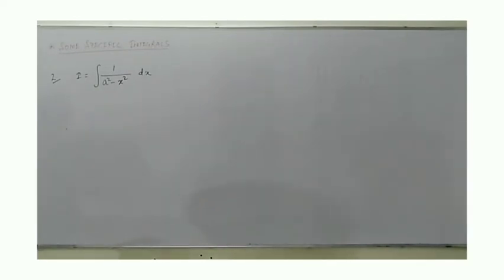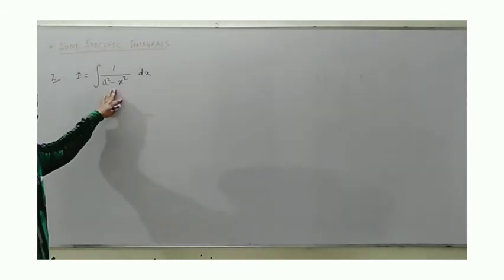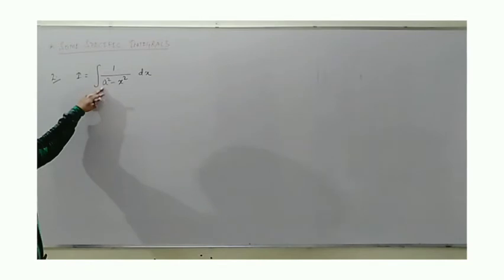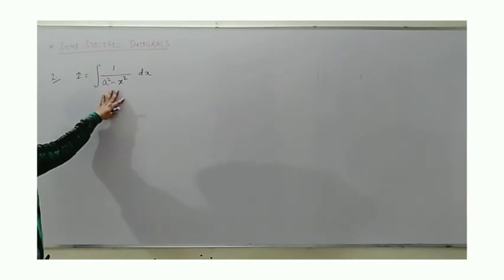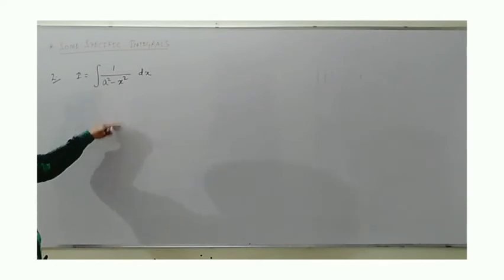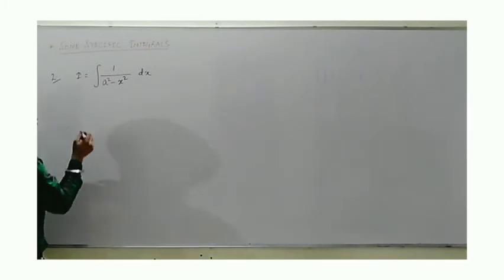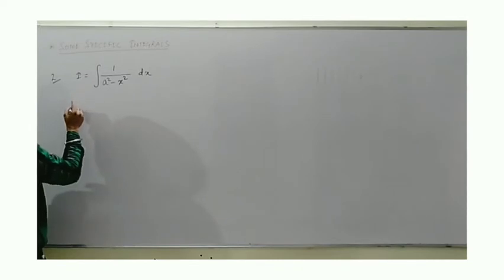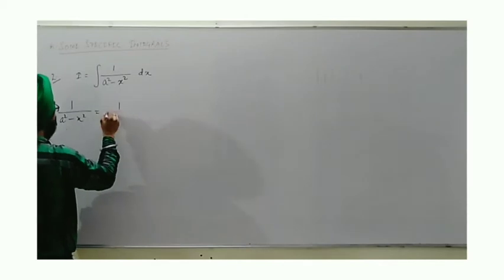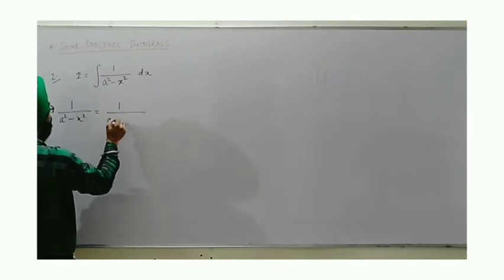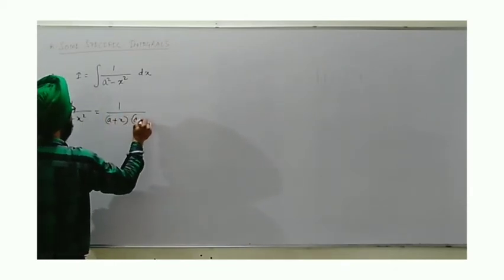Now the second one is again a rational form, with a quadratic polynomial obviously in the denominator, but there is a change. Previously it was x square minus a square, now it is a square minus x square. What can we do? Let's see. To derive this one, we are going to use the same method, known as partial fractions. 1 upon a square minus x square can be written by splitting the denominator as a plus x, a minus x.